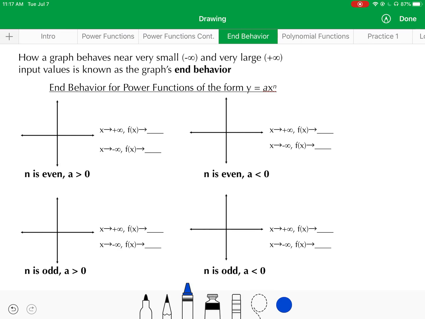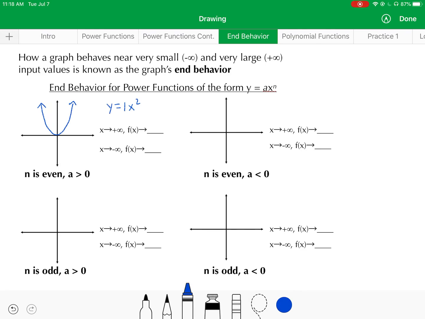So let's consider just a basic even powered function of y equals 1x squared. So of course the power is even, and then that leading coefficient a is positive 1, so it's a positive number. So we know that that graph behaves like this. And if that were x to the fourth or x to the sixth or anything else with an even power, it would behave very similarly.